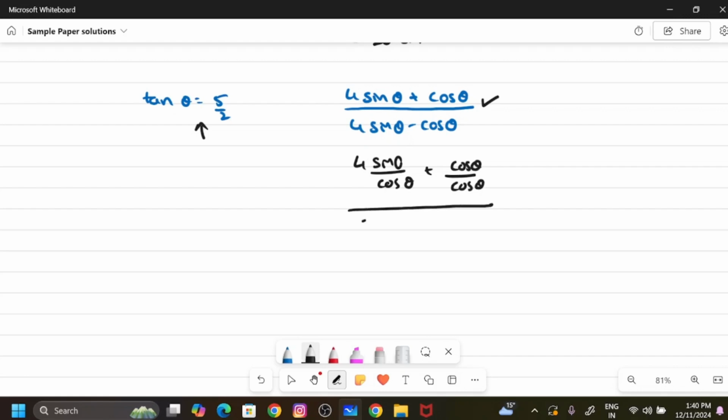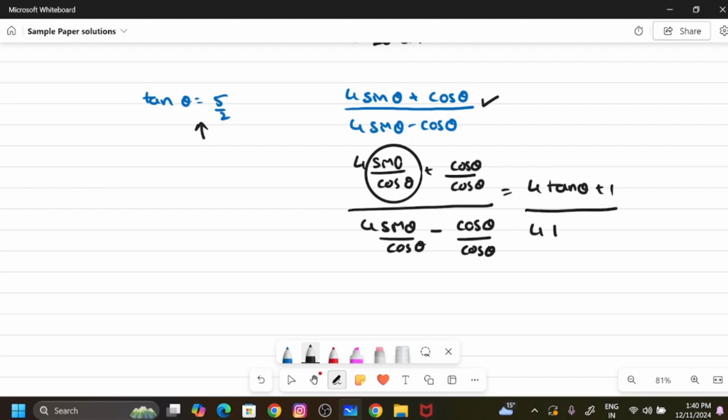divided by, dividing the denominator also by cos theta, 4 sin theta by cos theta minus cos theta by cos theta. So this sin theta by cos theta becomes tan theta. So it will be (4 tan theta plus 1) by (4 tan theta minus 1). Since we know the value of tan theta, substitute here.